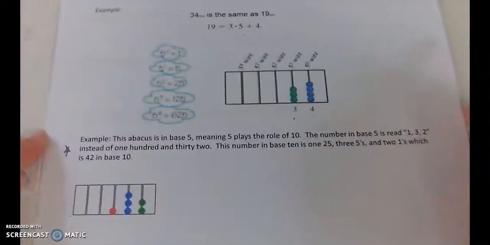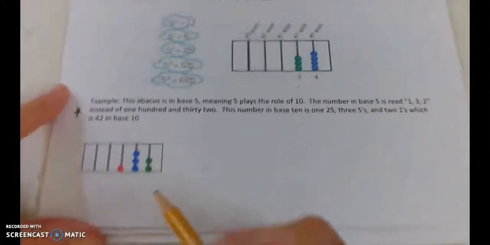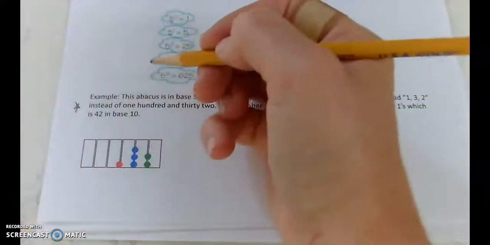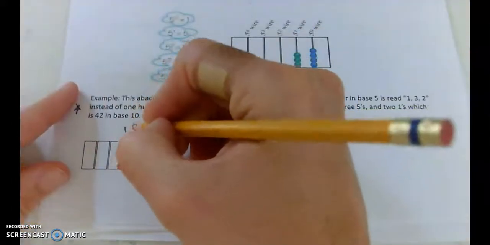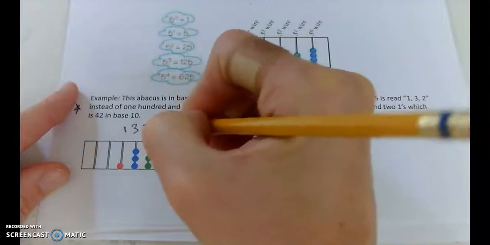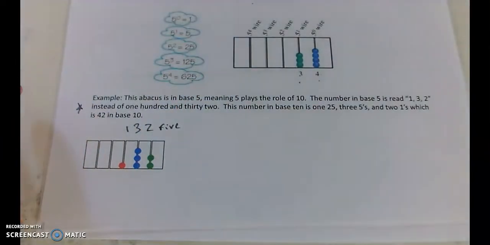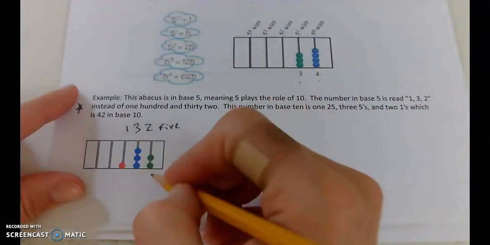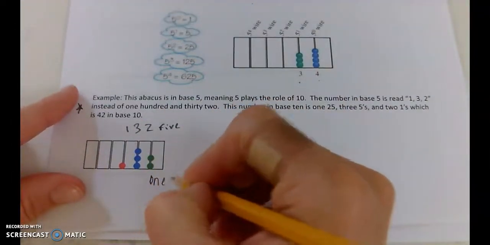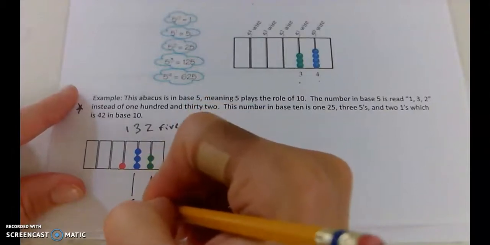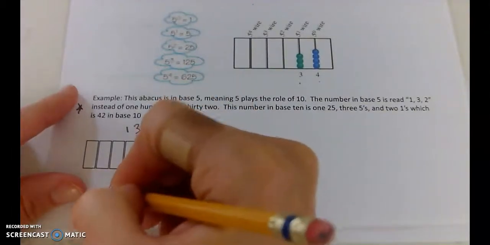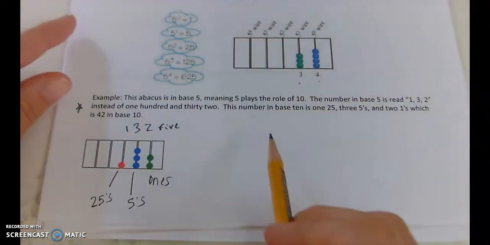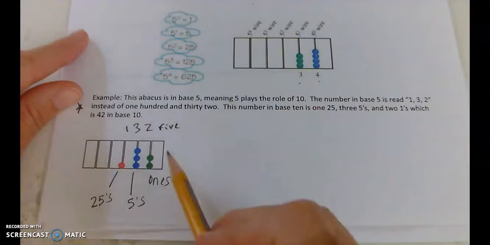Let's look at another one. For this one, these numbers are going to be read 1, 3, 2, and we're in base 5. So I've got 1, 3, 2, and I write a little 5 to show that I'm in base 5. All right. So what do I have? I have my 1s, right? These are 5s, and these are 25s, right? What I'm trying to do is rewrite this in base 10.